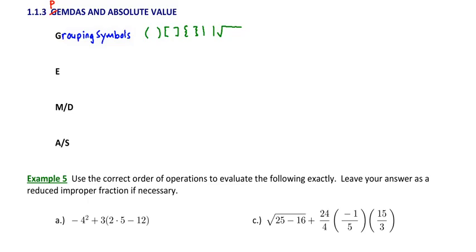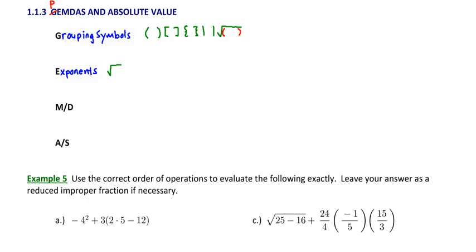Our next operation, represented by the E, would be exponents. Exponents are pretty easy to recognize, but you also want to realize that a radical can function as an exponent. If you have a set of operations to execute with a radical, first you execute what's under the radical, as if it is in a set of parentheses, and then you can execute the square root or the cube root or whatever root it happens to be.